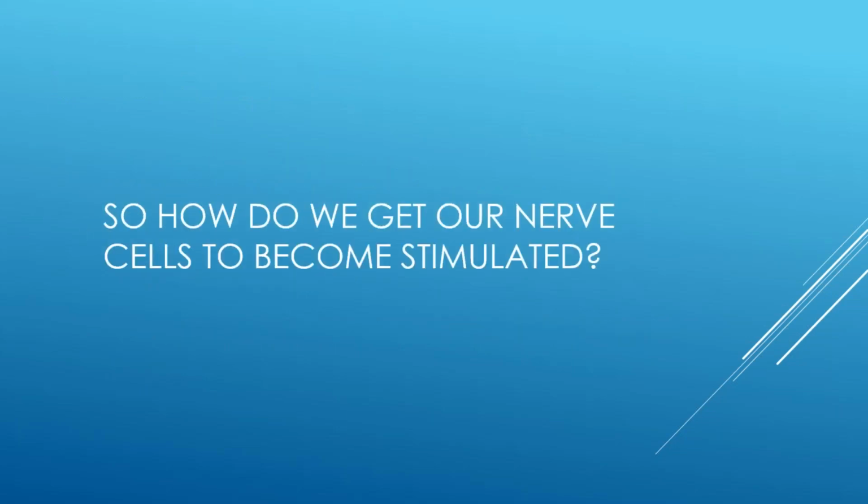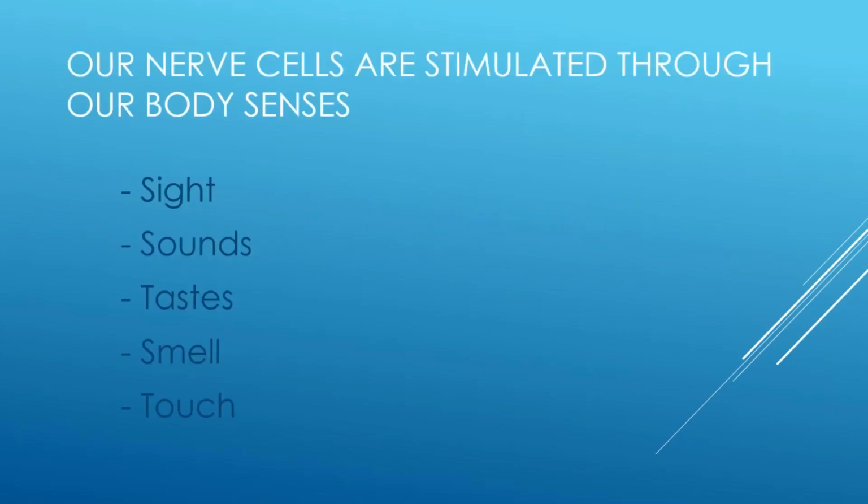Okay. So how do we get a nerve cell to become stimulated? Well, through our senses. We have the basic 5 senses we all learned in grade school. We have sight, we have sound, we have taste, we have smell, and we have touch. Those are all our 5 senses. But all of those 5 combined are only equal to about 5 to 10% of the stimulation to our brains. And why? Because they come and go. They're not all the time.